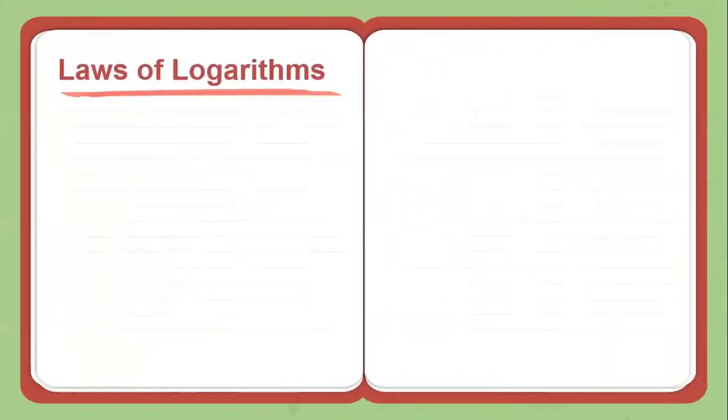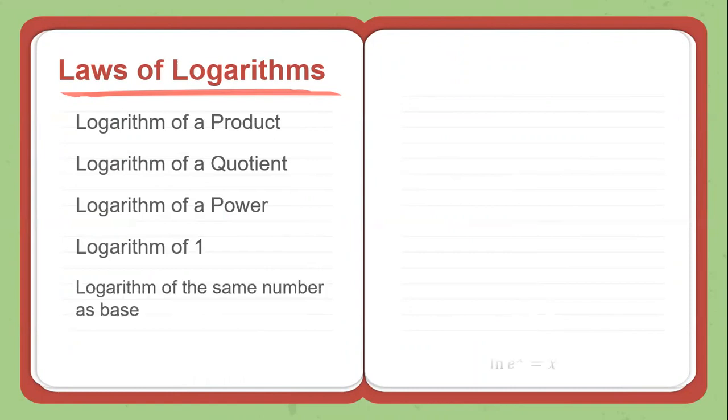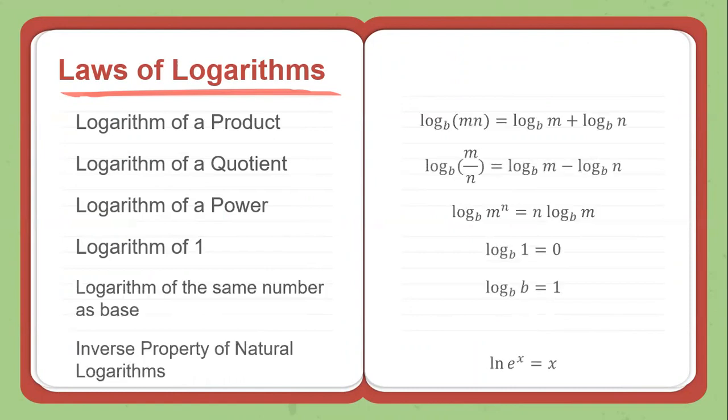Next, we have the laws of logarithms, which include the logarithm of a product, the logarithm of a quotient, the logarithm of a power, the logarithm of one, the logarithm of the same number as base, and the inverse property of natural logarithms. The logarithm of 1 and the logarithm of the same number as base are two of the topics that I have mentioned during our lesson about logarithmic functions. While the inverse property of natural logarithms simply states that the natural logarithm of the constant e raised to x is just simply equal to x.